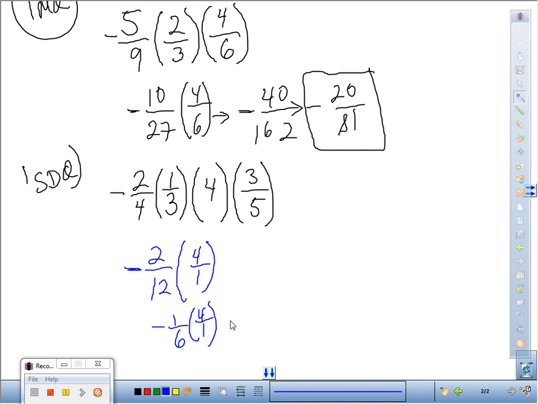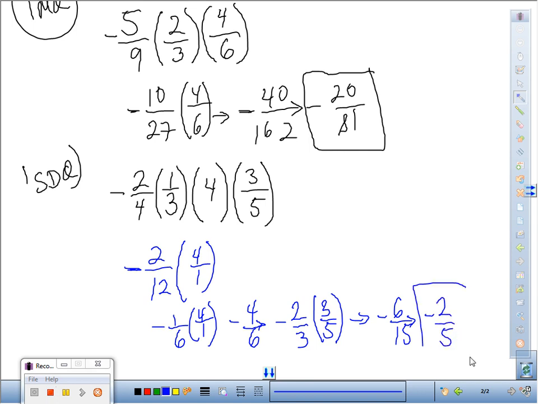4 over 6. Negative 4 over 6. Can I reduce this? Negative. Thank you, Stephanie. And then I bring down the other fraction. So the answer will be what? Negative 6 over 15. Can we reduce this? Yes, divided by 3. This is negative 2/5. Hands if you got that. Okay.